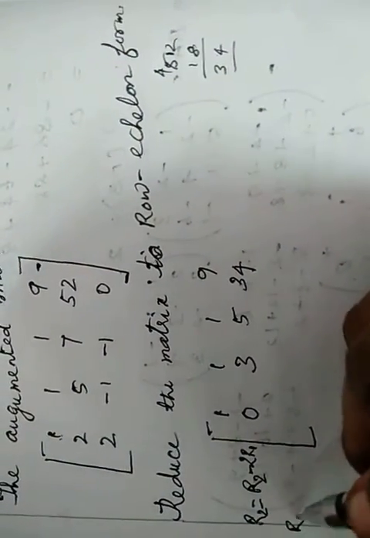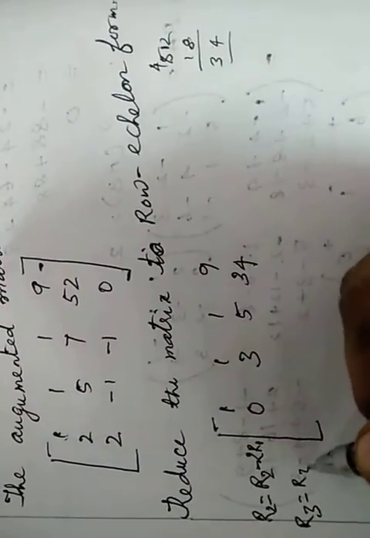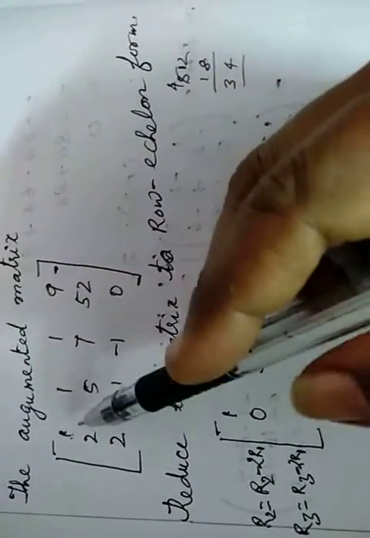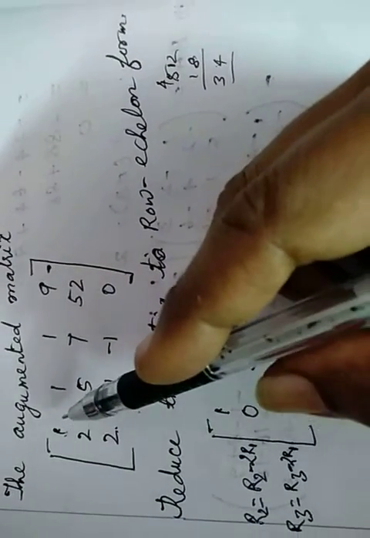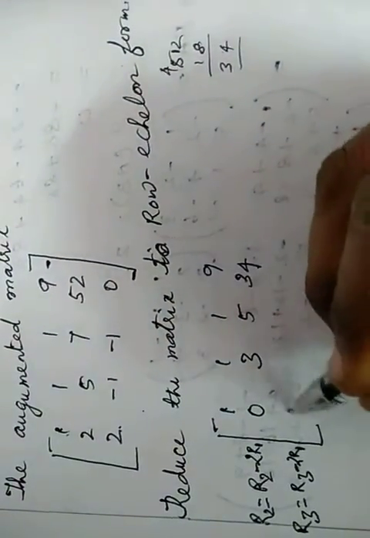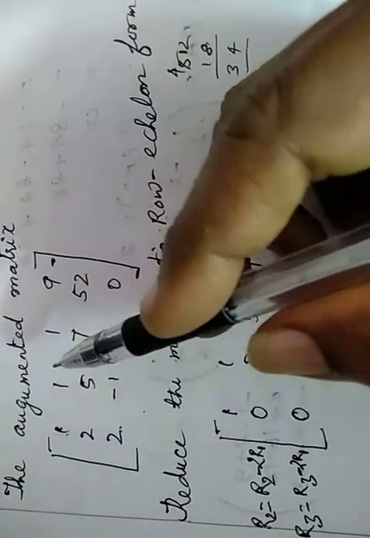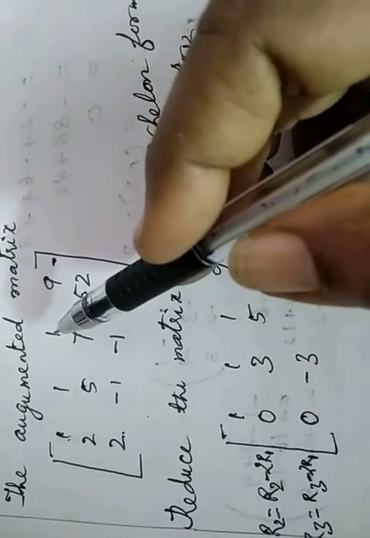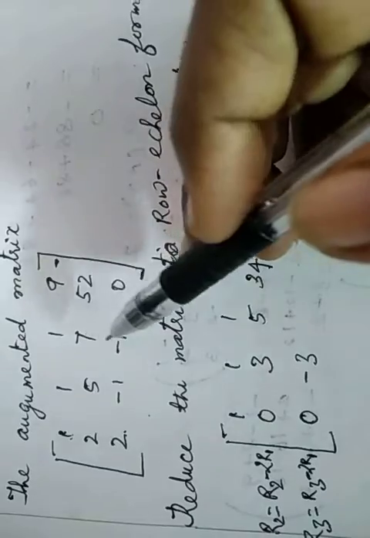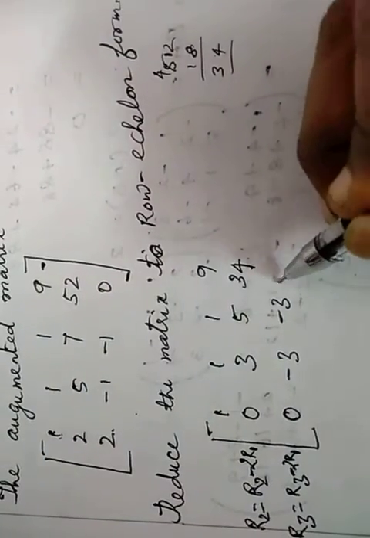Next, how will I get R3? Row 3 minus 2 times row 1 again. Row 3 first element is 2. 2 minus 2 into 1, 2 into 1 is 2. 2 minus 2 is 0. Minus 1 minus 2 into 1, 2. Minus 1 minus 2 is minus 3. Minus 1 minus 2 into 1, 2. So minus 1 minus 2 is minus 3 again. 0 minus 9 2s are 18. 0 minus 18 is minus 18.